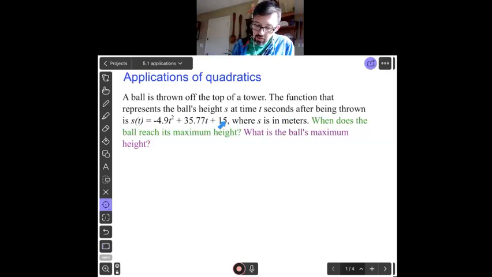So here we have a function representing that. s is in meters. It wants us to know when the ball reaches its maximum height and what the ball's max height is. I think it's definitely helpful to sketch this out, just to see it better than just having to think about it. So try to make it a little more concrete than being so abstract. I would suggest you guys do a little sketch.